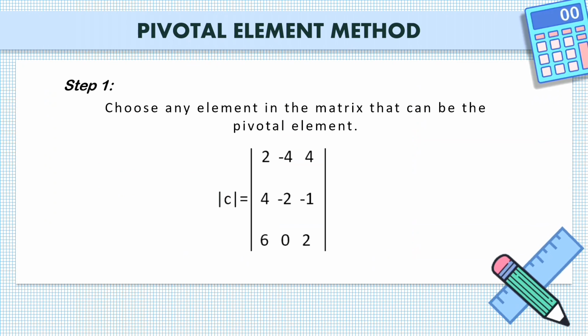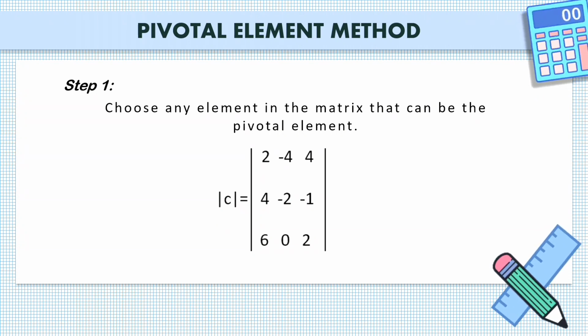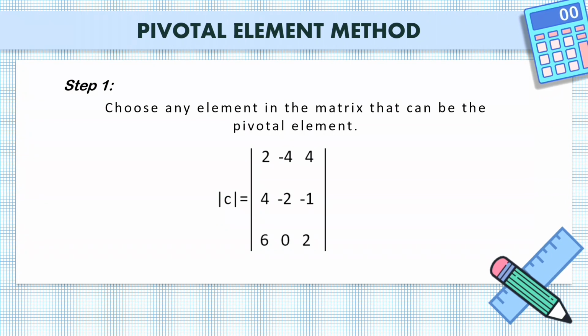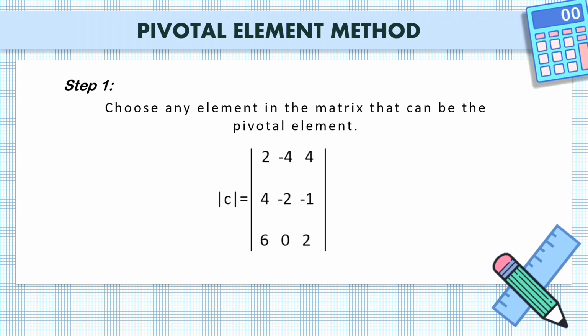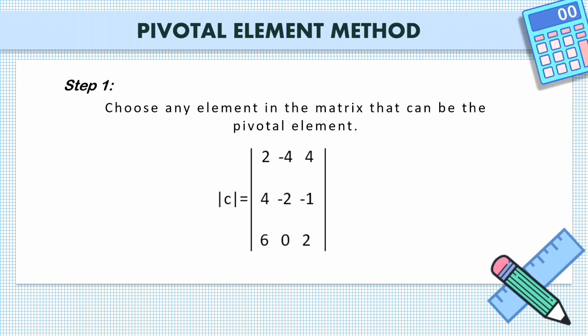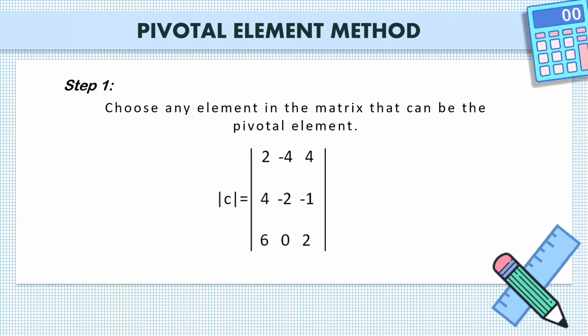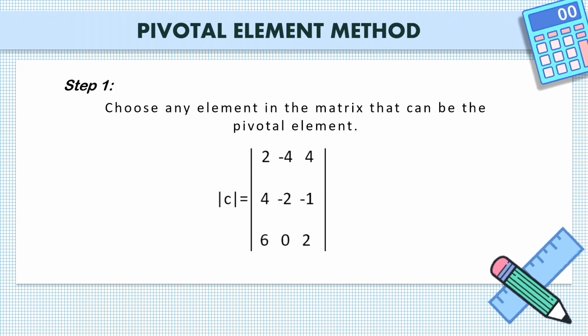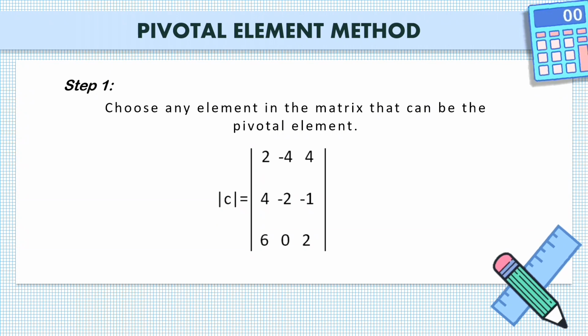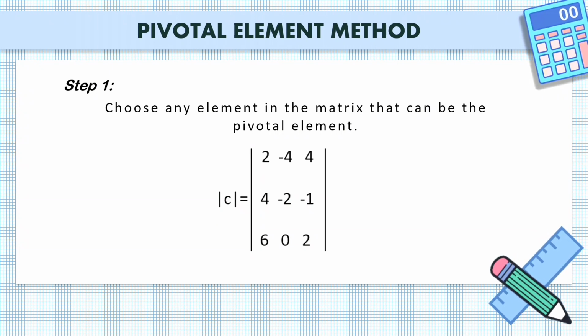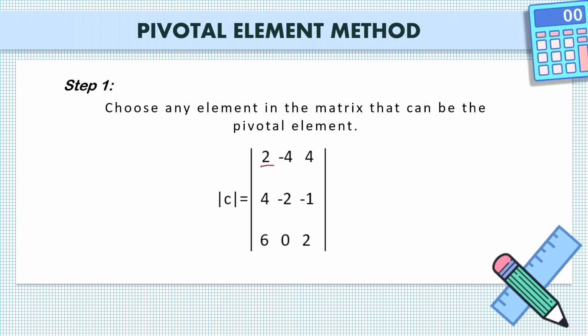Step number 1. Choose any element in the matrix that can be the pivotal element. So, ang sabi dito, pipili daw tayo ng isang element sa loob ng matrix na pwedeng maging pivotal element natin. Ang napili kong element na magiging pivotal element natin ay ang number 2.